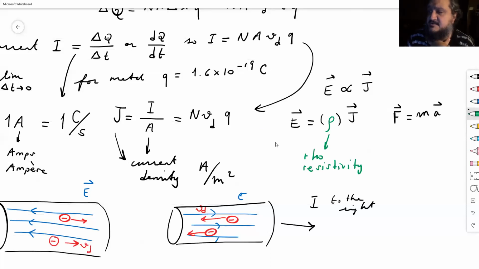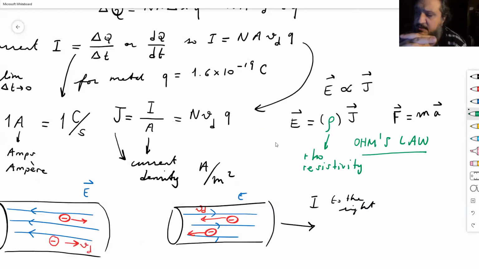Resistivity, okay? This is also called Ohm's law, named after the scientist who discovered this. Ohm's law relates the electric field to the current density, just like Newton's second law would relate the net force to acceleration.